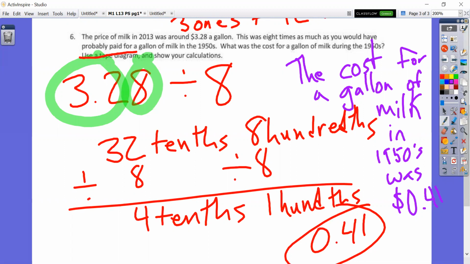Great job. All right, now you're going to move on to the exit ticket and turn it in digitally. All right, good job, guys.